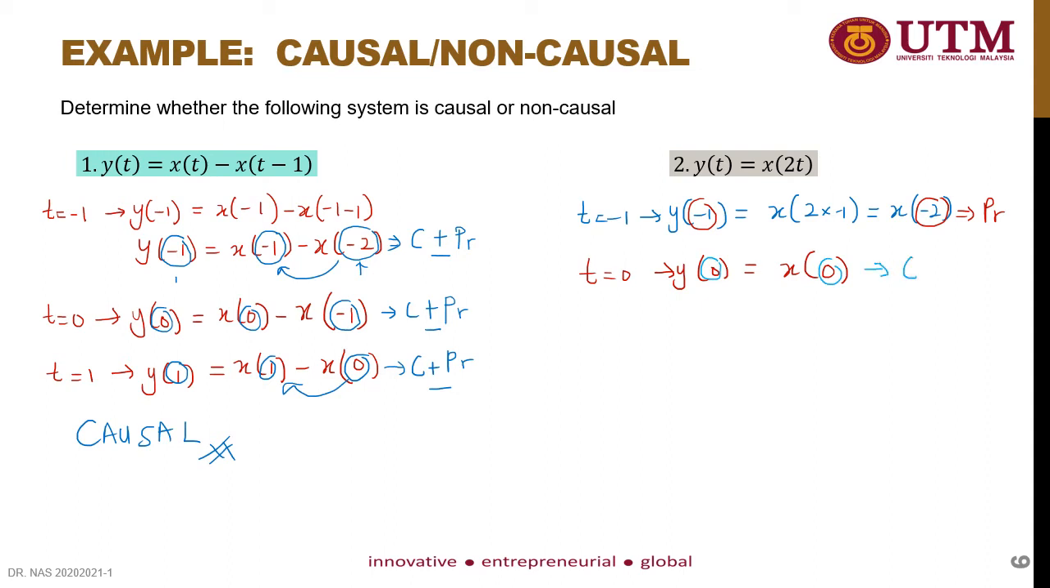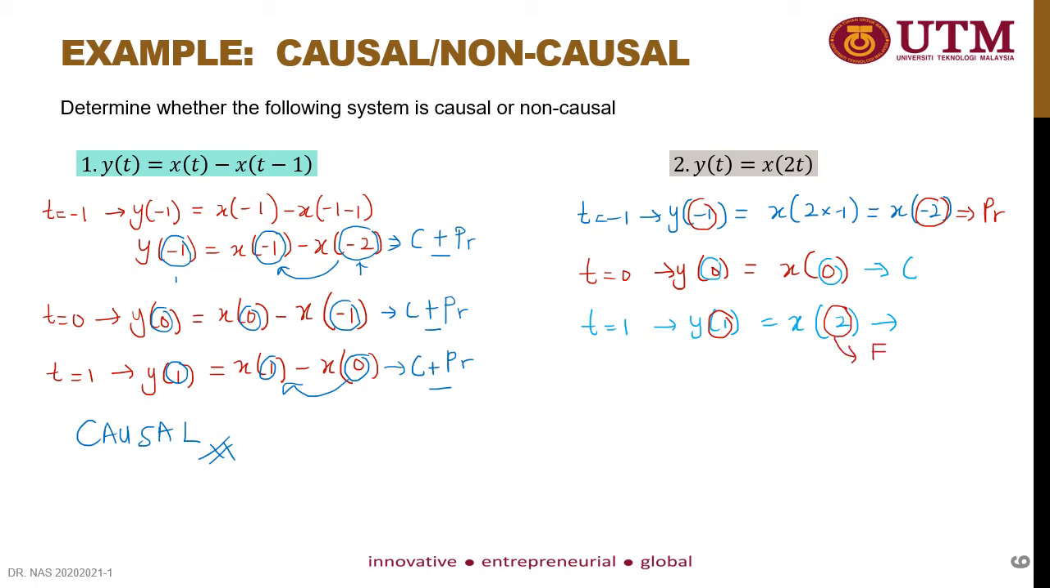Okay. Let's try t positive values. y(1) equal to x(2 times 1), you get 2. So here, look at the states. The current state of the system is 1, but in the output point you have 2. So this is future state.